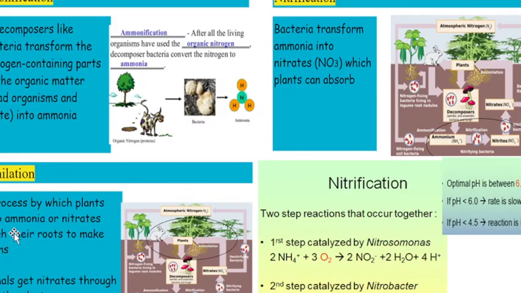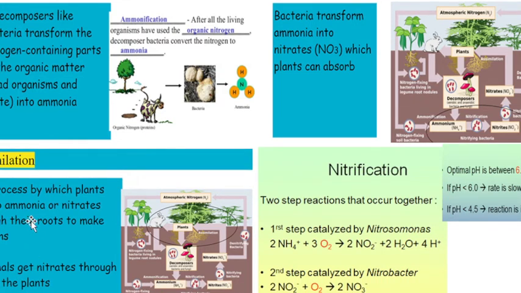Now, in assimilation, what happens? It is the process by which plants absorb ammonia or nitrate. In ammonification, ammonia is produced, and in nitrification, nitrate is produced from ammonia. Both can be absorbed by plants. So in assimilation, plants absorb ammonia or nitrates through their roots to make protein. Animals get nitrates by eating plants. When they eat the raw plant, the nitrate deposited in the plant body goes to their body. This is known as assimilation.